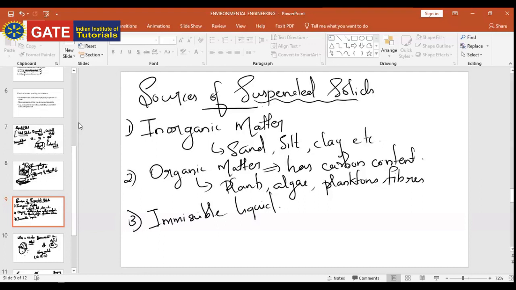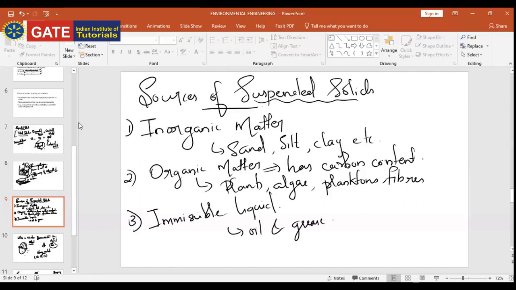What will happen if I drop some oil in water? It will float over water, right? It will not mix at all. Even if you try your best, it won't mix. If you have grease on water, will it mix? No, it will just form a layer over water and stay there, right? Based on the density gradient, it will be differentiated. Okay, so immiscible liquids such as oil and grease can be considered as the next set of sources of suspended solids.